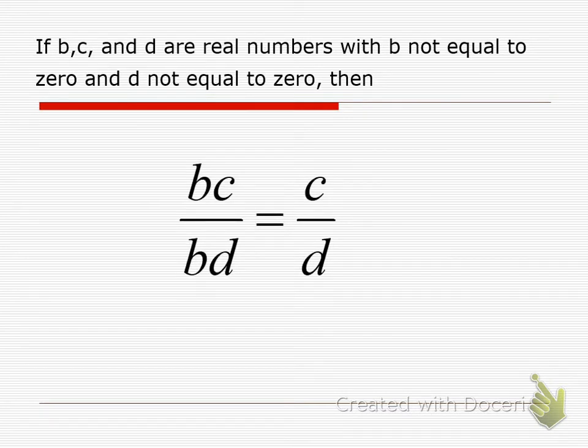So another property that you should have seen before. If B, C, and D are real numbers, B is not equal to 0, D is not equal to 0, then BC over BD is equal to C over D. What did they do here? What canceled out? The B and the B. The B's canceled out. So they're just showing that we could reduce this or cancel out those B's to get us just to C over D.